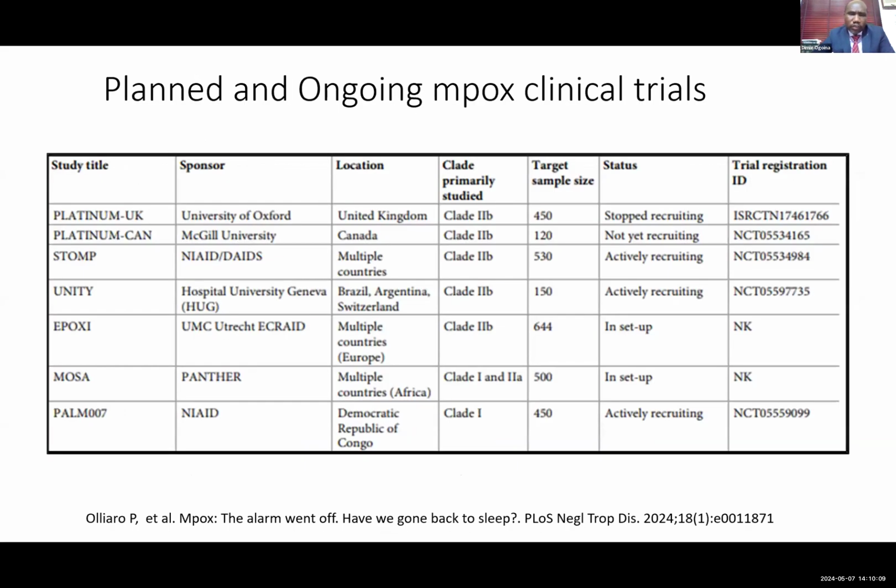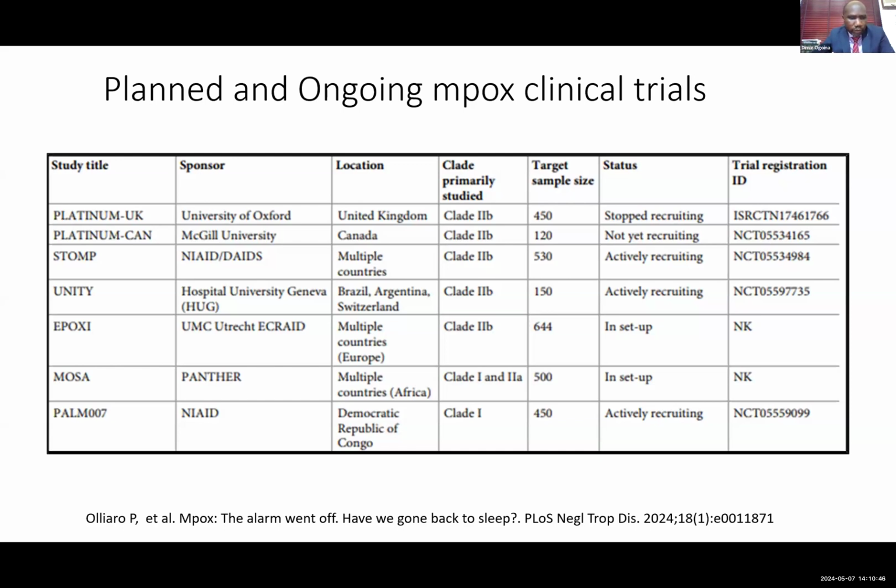So just to give us an overview, there are a number of ongoing mpox trials. These trials are largely focused on the use of tecovirimat in the management of mpox cases. This was last reviewed, I think, in early 2024, so the number of cases may have been updated for some of them, for instance, the PALM 007. This gives us an overview of the ongoing trials, the title of the study, the sponsor, the location of the trial, and the status of the trial, whether they're recruiting or not recruiting.